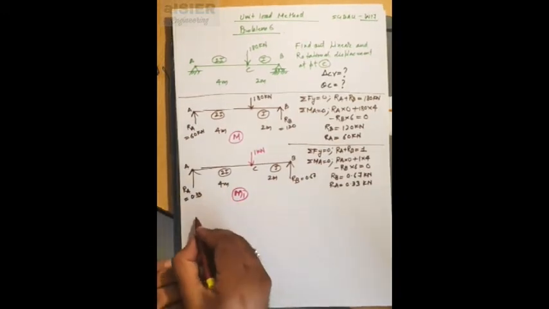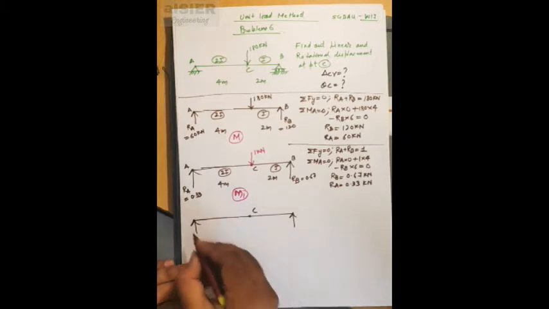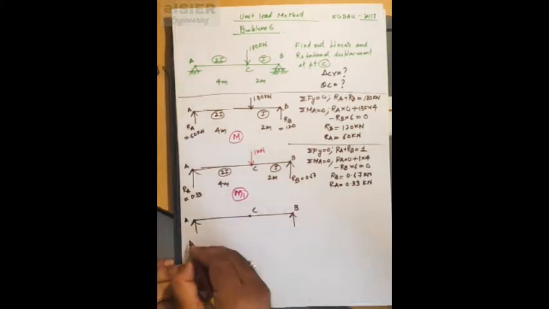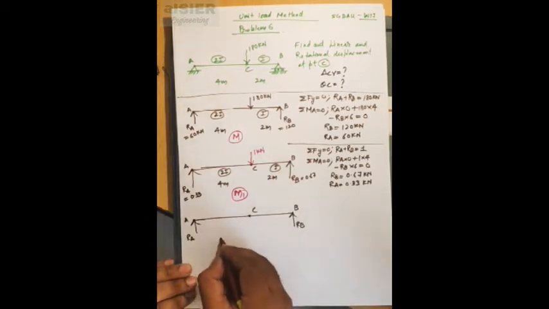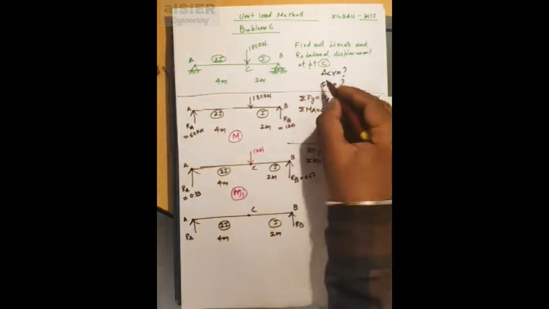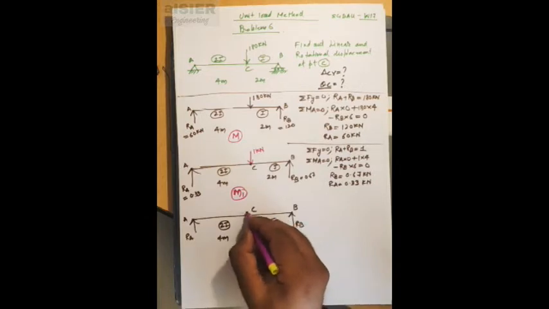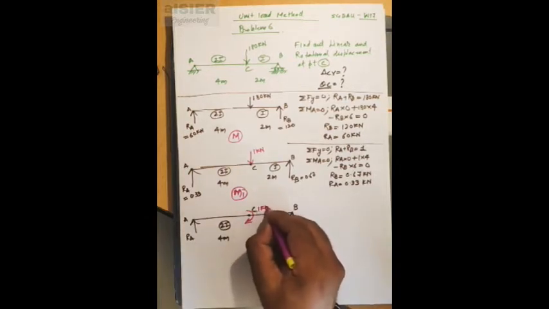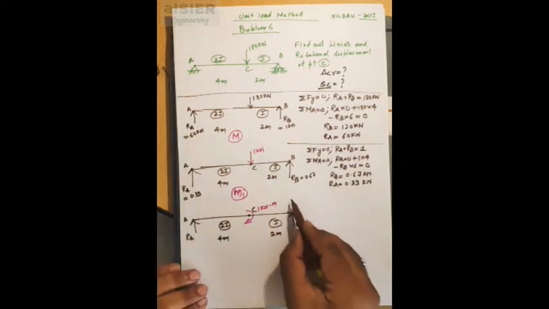Again we will draw a diagram. Third diagram will be for this is C, this is A, B, here is RA, this is RB, this is 4 meter, this is 2 meter, this is 2I, and this is I. Now again we are interested to calculate rotation at point C. To calculate rotation at point C, we will apply a clockwise moment of 1 kilonewton meter. And now we will calculate reactions for this.